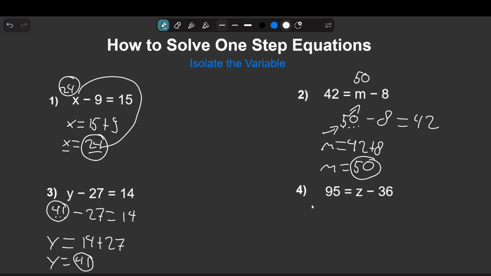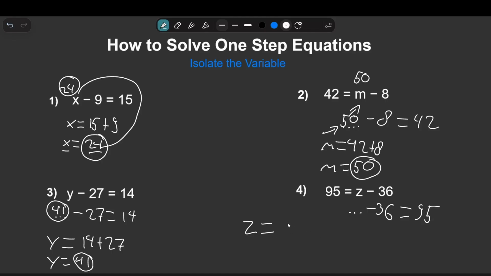So let's go over to the fourth example, where we have 95 equals z minus 36. So again, this basically says something minus 36 equals 95. So this one also can be a bit hard to do with mental math without using the method. So we're going to use the method. We're going to first isolate the z. So isolate our variable, do it like this.